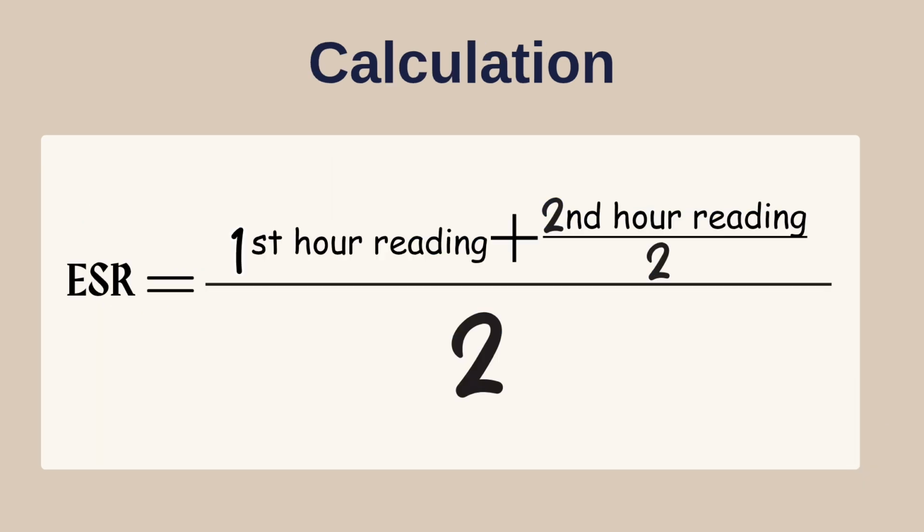Now, how do we calculate ESR? This is the formula for calculating ESR by Westergren's method. ESR is equal to first hour reading plus second hour reading, divided by 2.